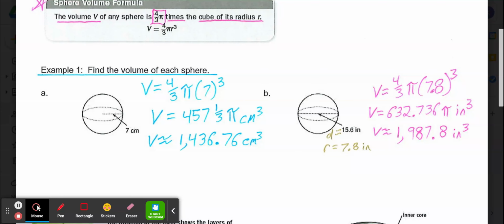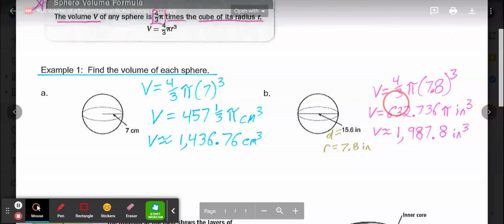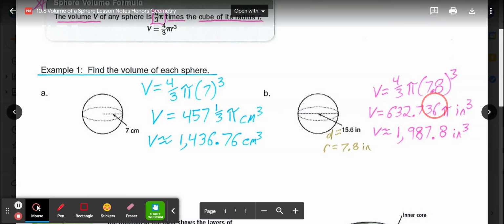In part B, we have our sphere with a diameter of 15.6 inches. So we want to take that diameter 15.6, divide it by 2 to get our radius of 7.8 inches. Then use our volume formula, 4/3 pi radius to the third power, 7.8 to the third power, multiplied by 4/3 is 632.736. So our exact answer would be 632.736 pi inches to the third power, or approximately 1,987.8 inches cubed.